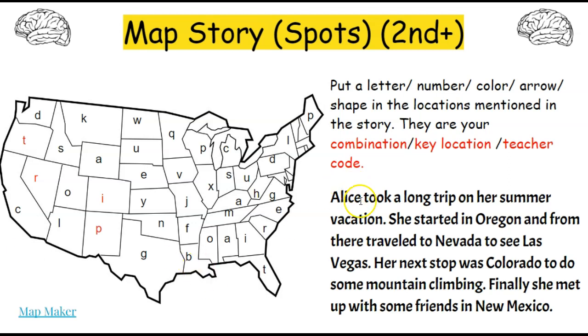Here's our sample. Alice took a long trip on her summer vacation. She started in Oregon and from there traveled to Nevada to see Las Vegas. Her next stop was Colorado to do some mountain climbing. Finally, she met up with some friends in New Mexico. So each of those spots has a letter stuck inside it, spelling out T-R-I-P, trip.